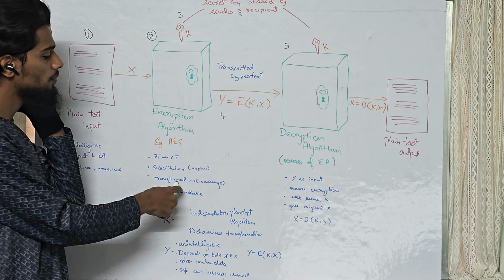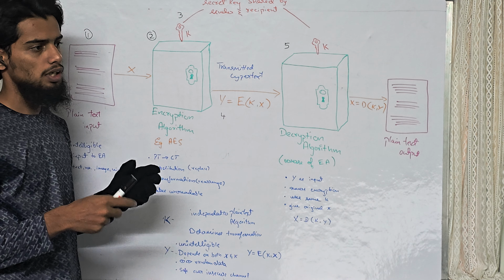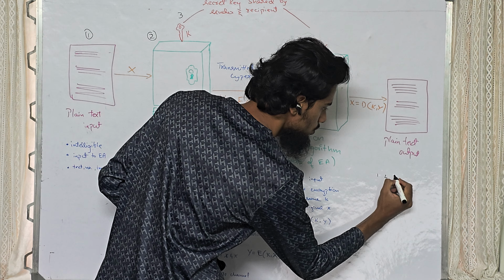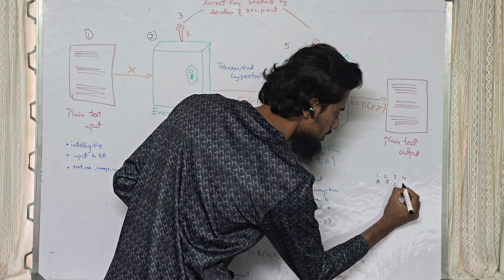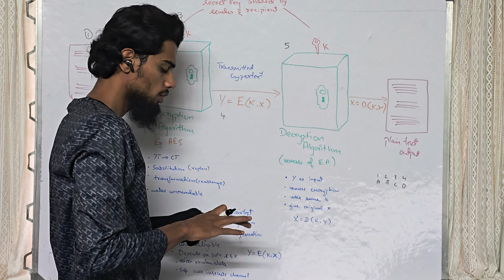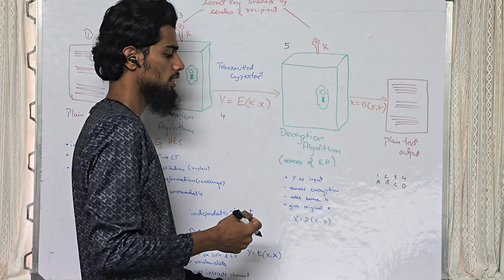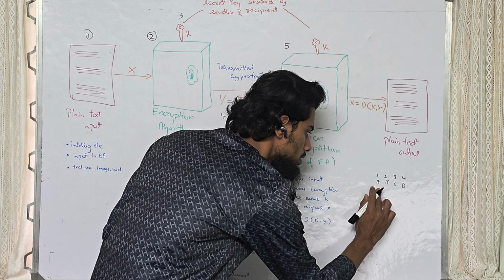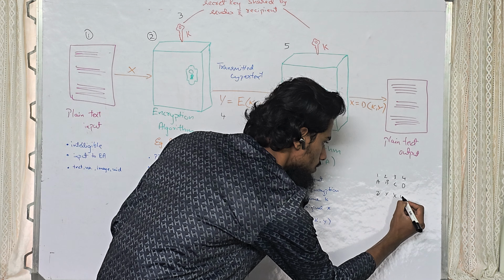Then transformation. What is transformation? That is rearranging the letters. One good example: if you look at the beginning, 1, 2, 3, 4, here A, B, C, D. So I have to go to the last, 26, 25, 24 and 23. So this can be converted into like this.